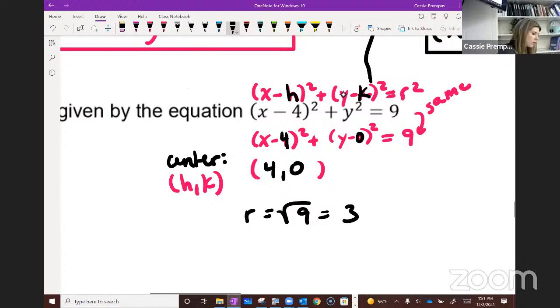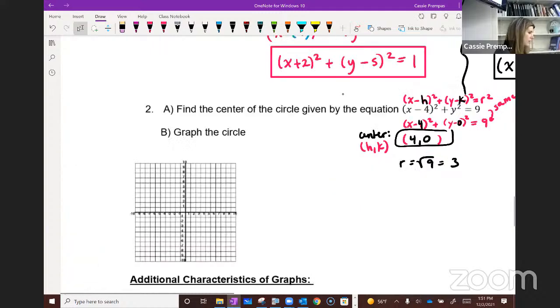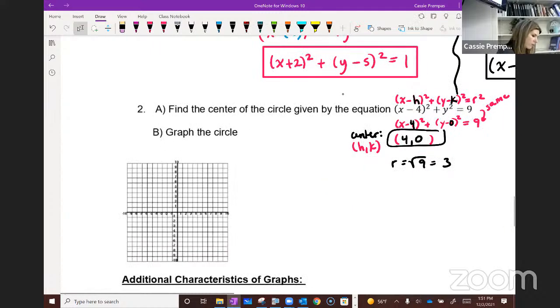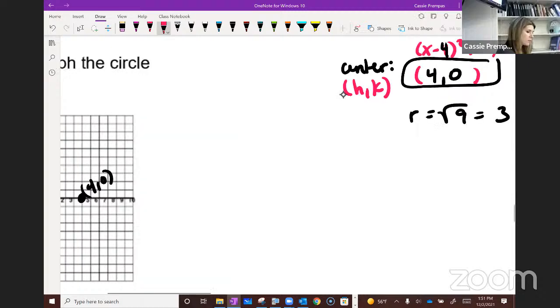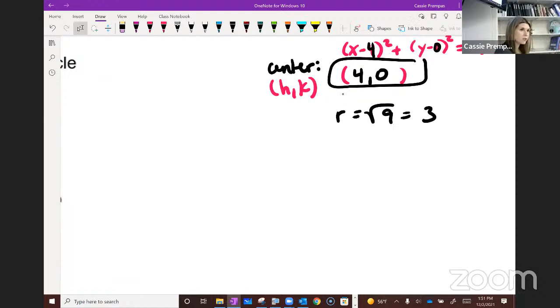Now let's use what we know about a circle to graph it. Go ahead and plot the center. So the center's at the point 4, 0. So I'm going to go 4, 0. There's my center. And a circle is all the points that in this case are 3 units away from 4, 0. So an easy way to graph this, that's the definition of a circle. The radius is all the points that are the same distance from the center. And in this case, we know the radius is 3.